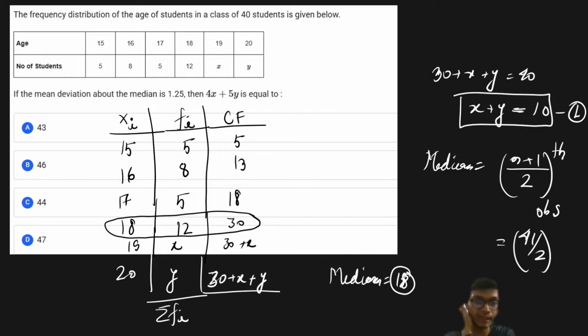So in order to find the mean deviation about the median, you have to go on finding the deviation from the median. I hope this is clear, right? Please let me know if this is not clear anywhere.